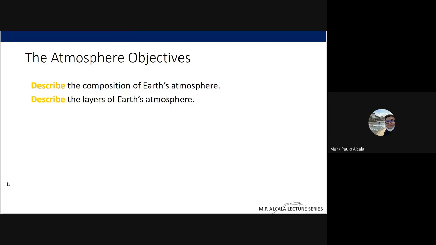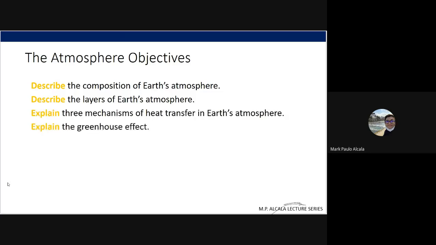We are to meet the following objectives. Describe the components and layers of the atmosphere, explain the mechanisms of heat transfer, which has already been discussed in your engineering chemistry, and then explain a crucial or vital part of the atmosphere, the greenhouse gases and the greenhouse effect.